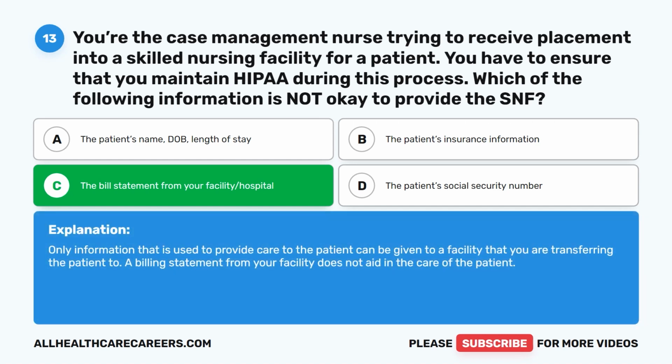Only information that is used to provide care to the patient can be given to a facility that you are transferring the patient to. A billing statement from your facility does not aid in the care of the patient.